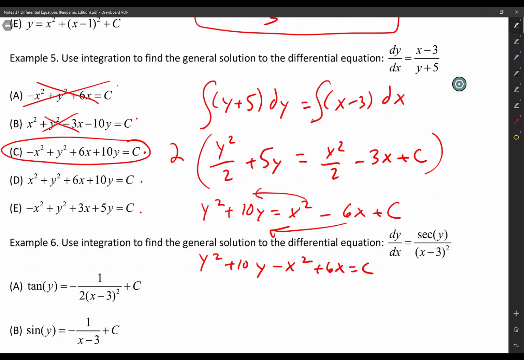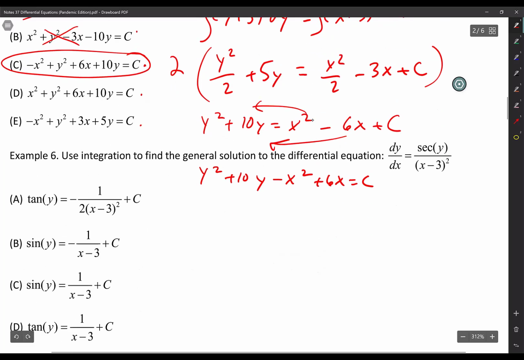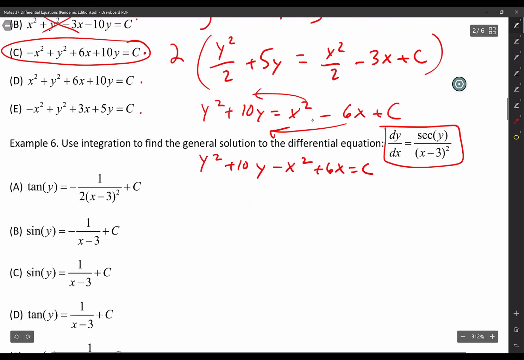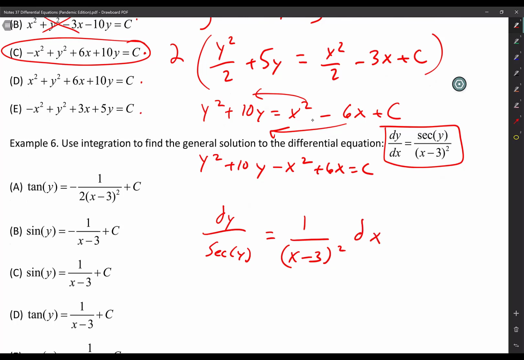All right. Should we skip this one? Okay, let's not skip it. Again, get the y's together, get the x's together. So dy over secant y equals 1 over x minus 3 squared dx. If you want to do u substitution, you can. I don't think you need it though.